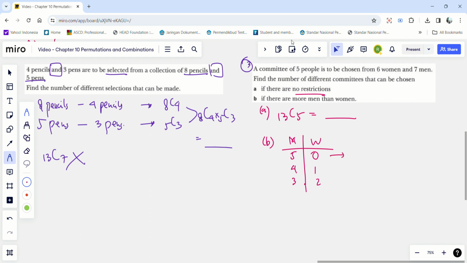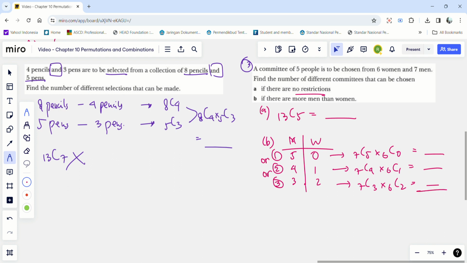So for this case, it will be 7C5 times 6C0. Similar to the second question on the left, you have to calculate for each and then multiply. 7C4 times 6C1. Then last but not least, 7C3 times 6C2. For each of these, you calculate the result. And because you have case number 1, case number 2, case number 3, like this or that, after all you have to add all of these numbers.